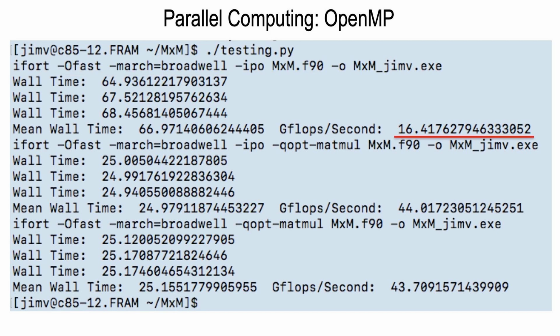We observe that the inter-procedural optimization, IPO, yields a performance of approximately 16 gigaflops per second. By including the matmul option, we achieve a performance of around 44 gigaflops per second, which is similar to what we obtained on the Saga Linux cluster.